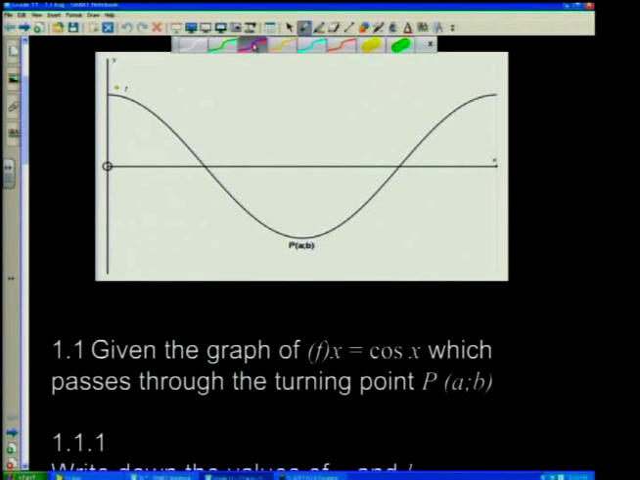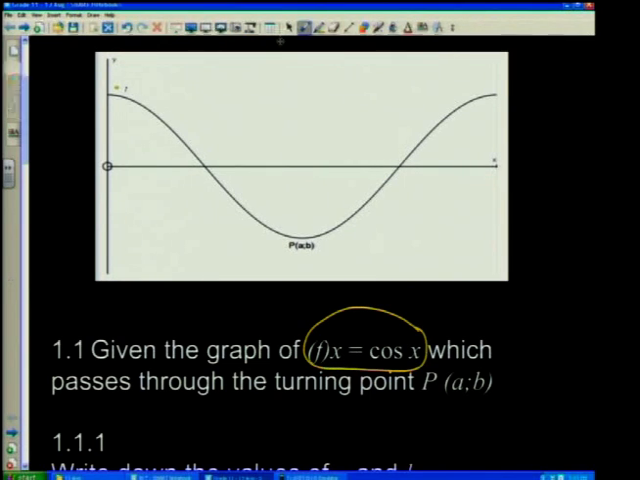Right, we're told that given on the picture above is the graph of f of x, and it's equal to cos x, and it passes through the turning point P, which has got coordinates (a, b). So if we look carefully at this graph, it's been given a label. We've been told that it's the graph of f of x equals cos x. So it is a parent graph because it's got no coefficient of the ratio, no coefficient of the angle. It hasn't been translated up or down, and it hasn't been translated left or right. So it certainly is the parent graph.